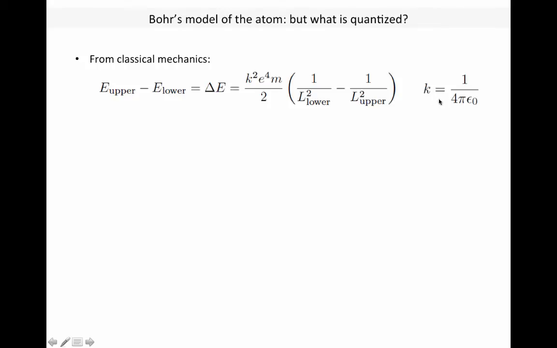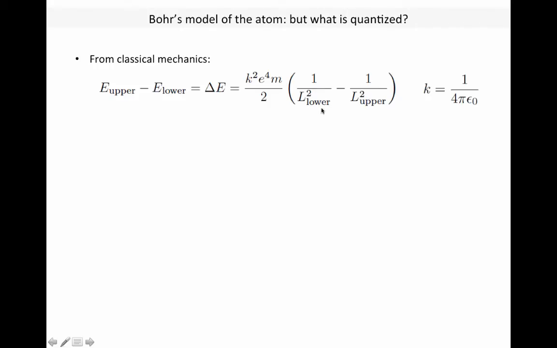Now, k is just the electrostatic constant, 1 over 4π ε0. ε0 is the permittivity of free space. This is the constant that appears in Coulomb's law, the inverse square law of the force between two electric charges. So this is a constant of nature. e to the 4, well, e is just the charge on the electron. So that's a constant of nature. m is the mass of the electron. That's a constant of nature.